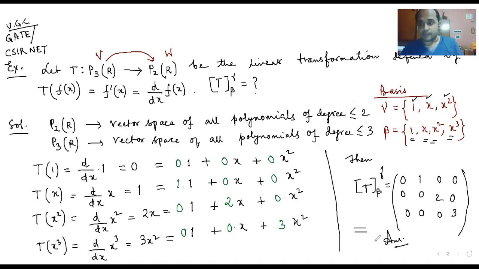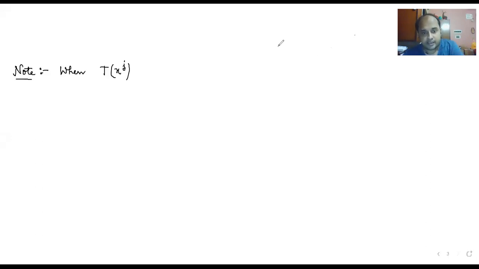Okay, so below this particular problem, you will find that one statement is written that note when T of xj. Shamoy has written a question, probably we have all seen it, that if we do not consider the standard ordered basis, then the matrix will be different. Do you all agree with that? Have you understood? Shamoy has written perfectly.